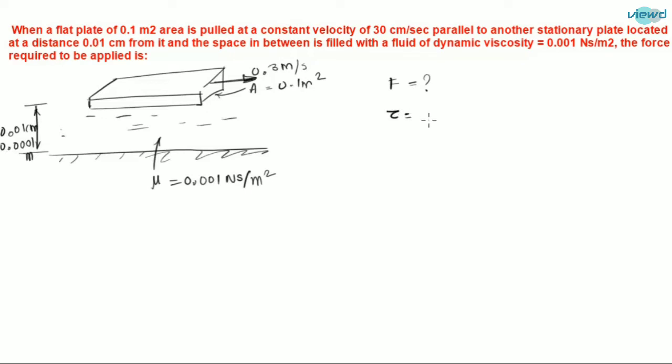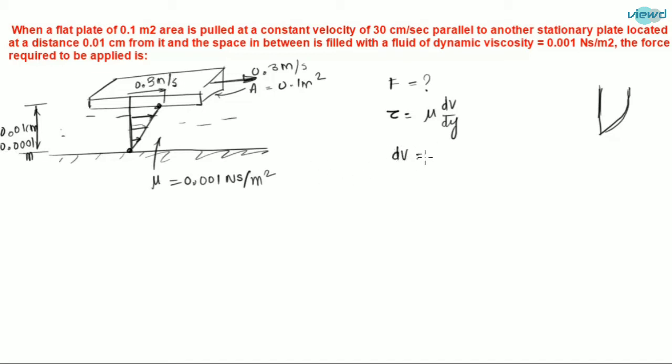So we know that tau is equal to mu into dv by dy. If the velocity profile is not given, we consider it as linear velocity profile. If a velocity profile is given, for example, if the velocity profile is parabolic, then we consider this way. So if no velocity profile is given, consider it as a linear one. And here the velocity is 0 because it is stationary one. Here the velocity is 0.3 meter per second.